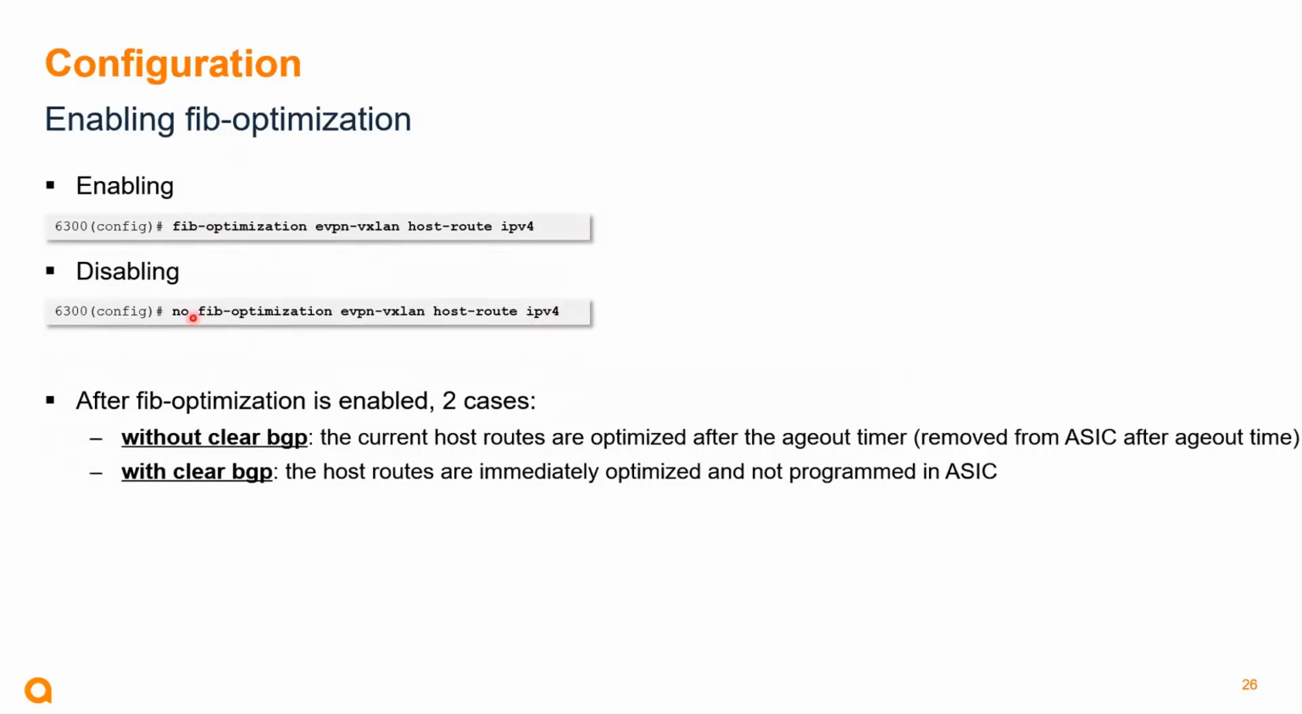So when that feature is actually active, when it gets programmed in the CLI, there are two cases. Without clear BGP, if you enable that as you already have some EVPN routes, you have to wait for the edge timeout, that is by default 90 seconds, before those entries are removed from the ASIC. So if you test that feature and you enable it, you will see that right after enabling, you still have the entries. After the default timeout, those will be reset. If you do a clear BGP, those routes will immediately be optimized and not programmed into the ASIC.